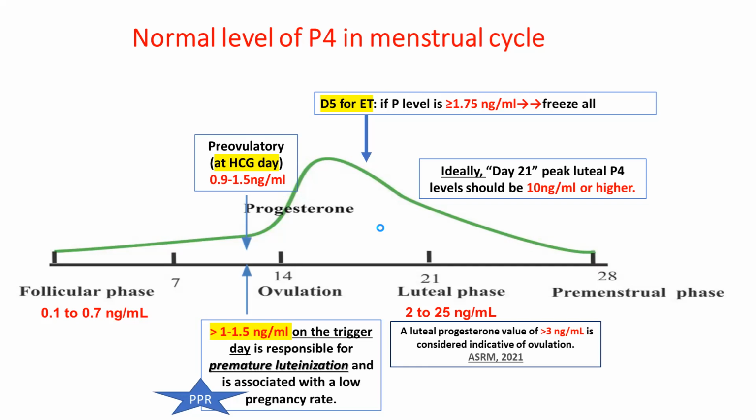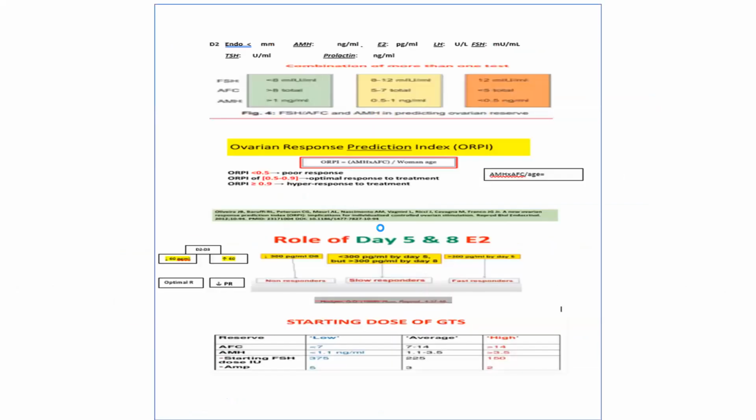One of the important issues is pre-ovulatory progesterone estimation. If it is more than 1.5 or 1.7, you consider the freeze-all technique because it leads to premature luteinization and is associated with a low pregnancy rate.